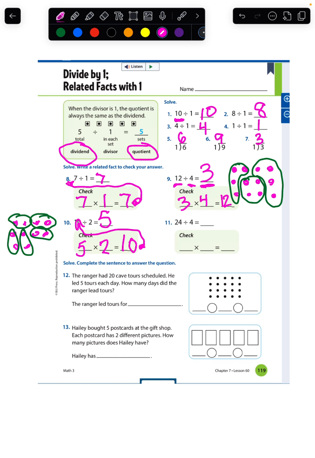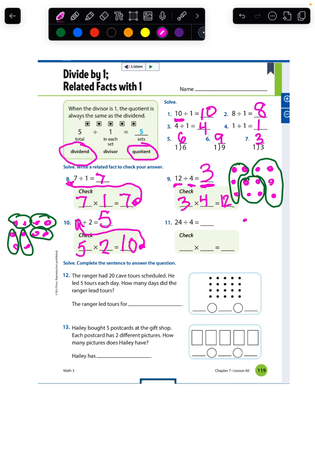24 divided by 4. You can draw a picture. This is where it starts to get a little time consuming, and this is why knowing your multiplication facts is going to help you in the long run. Because you can draw a picture, but it's going to take a little bit of time. But if you're not confident with it, that's okay. We can draw a picture.